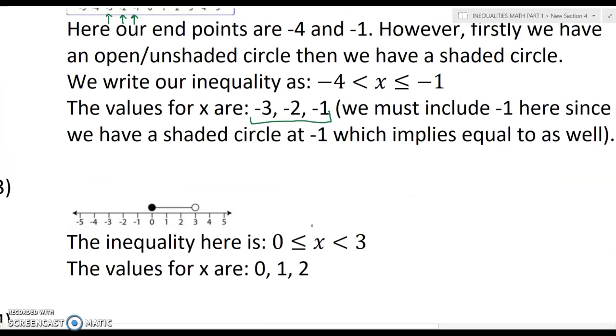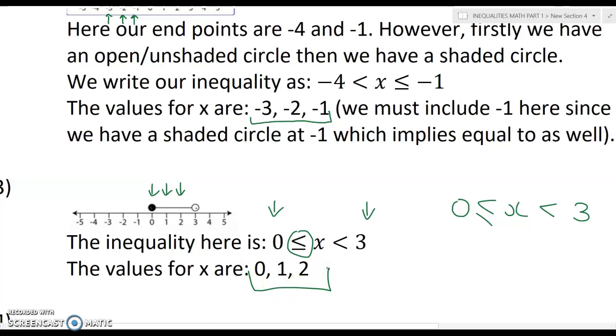And then the third inequality here, our endpoints are 0 and 3. We have a solid or shaded circle and an open circle. The solid or shaded circle is by the 0, so we must include that equal to line, right? And then by the 3, we have an open circle, so we're not including that equal line. And that's our answer then. If we have to put the values for x, we include the 0, 1, 2. We're not including the 3 because it's not equal to 3, right? And that's how we get 0, 1, and 2.